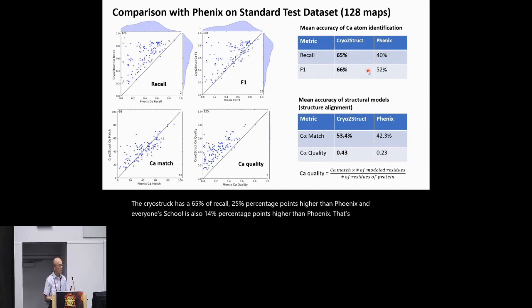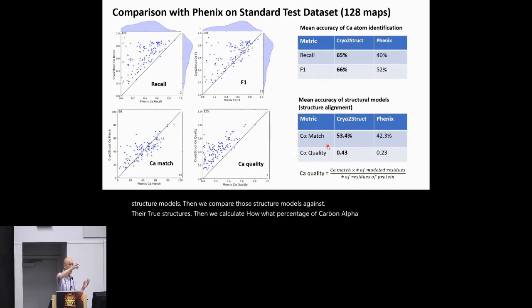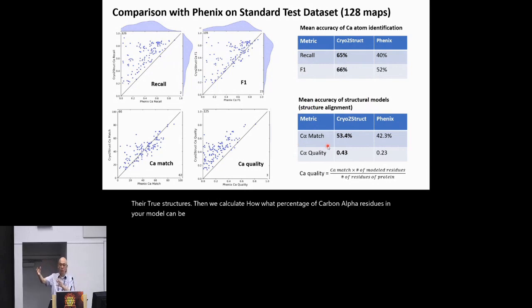That's the first step. The second one is after we link those carbon alpha atoms into complex protein structure models, then we compare those structure models against their true structures. Then we calculate what percentage of carbon alpha residues in your model can be aligned well with the true structures. So we call that a carbon alpha match score. It's widely used in this field. Our method, Cryo-Struct, is 53%, higher than the 42% of Phenix.